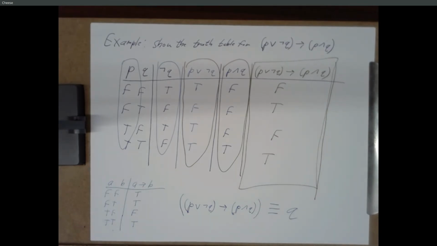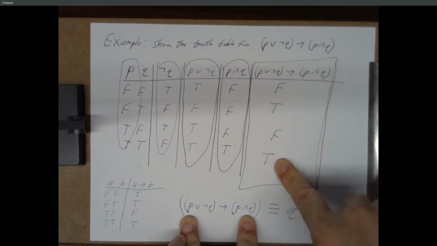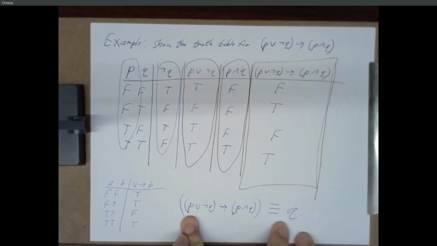Now, if you'd been given a question on a test which said, prove that this expression is logically equivalent to Q, this would be one way to do it. Write a truth table, figure out what the truth table for this expression is, and then just make the observation, these truth values are identical to the truth values for Q, therefore those two expressions are logically equivalent.